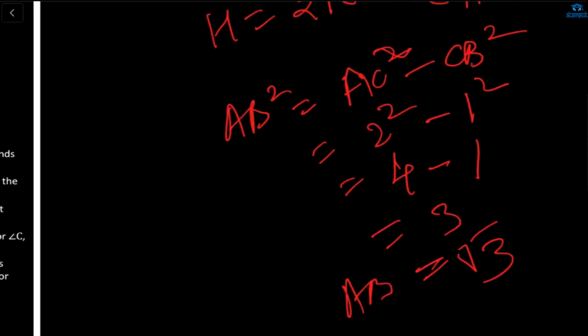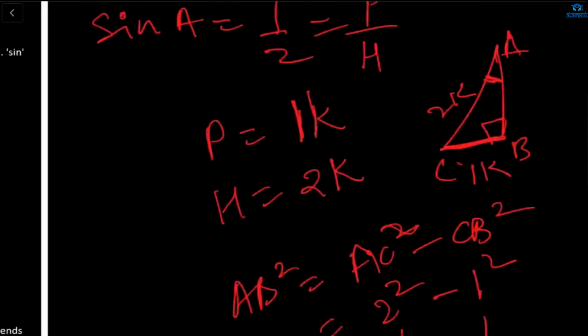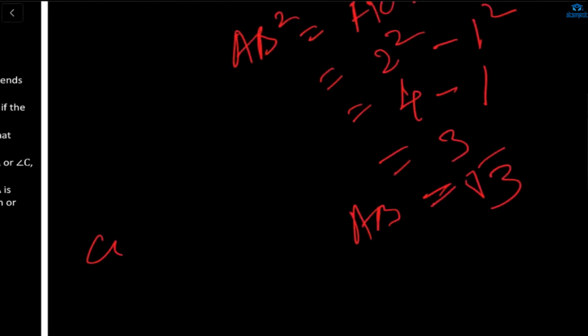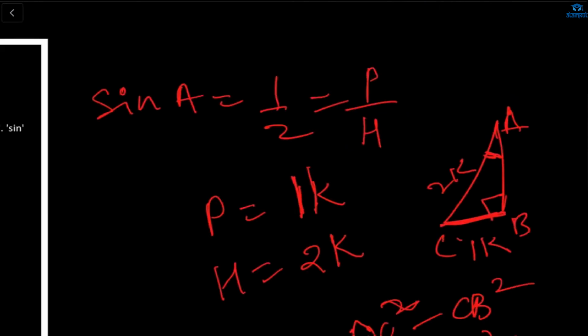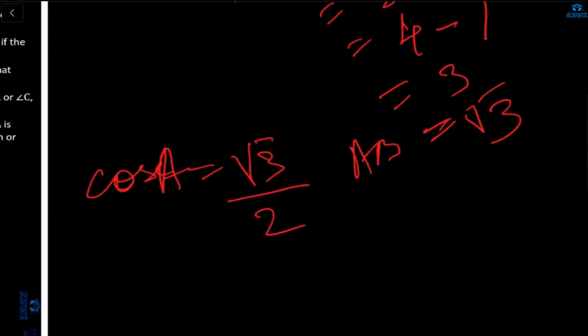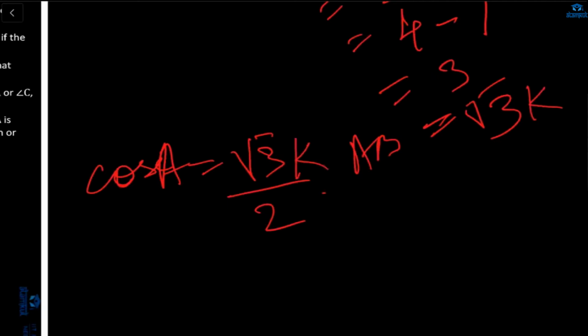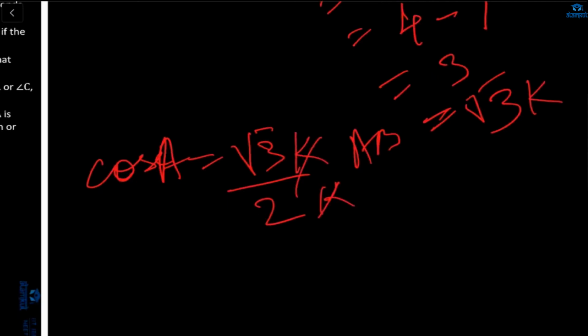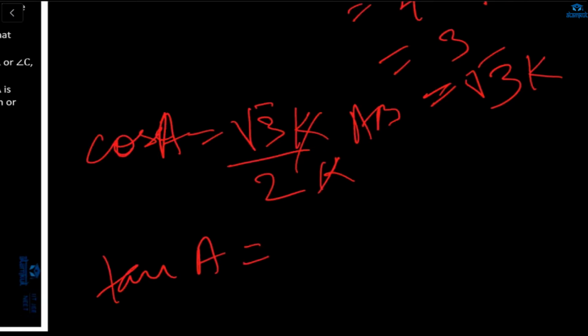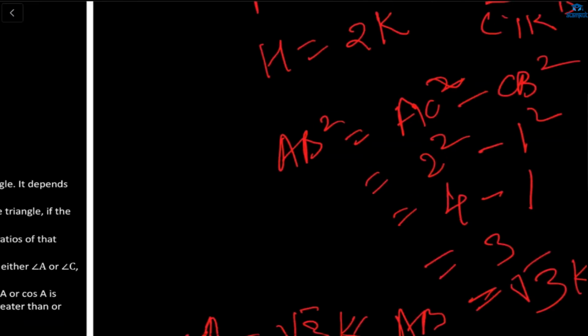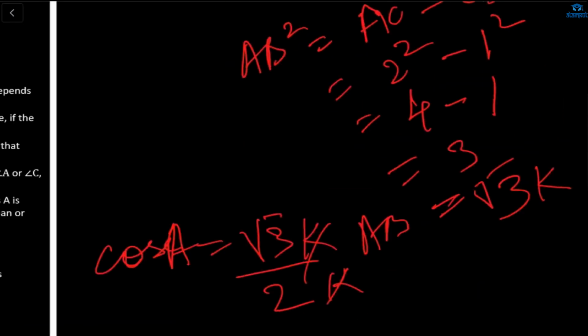Now, can you find out the other values of the trigonometric ratios like cos, tan, all that? I have given you the value of sine A, and now you have got the value of AB also, so you can find out the value of cos A. Cos A will be base by hypotenuse. The base value we have got is √3 and the hypotenuse value is 2. Everywhere k will be there. So now the ratio will be √3/2. We have got the value of AB as √3 from this.